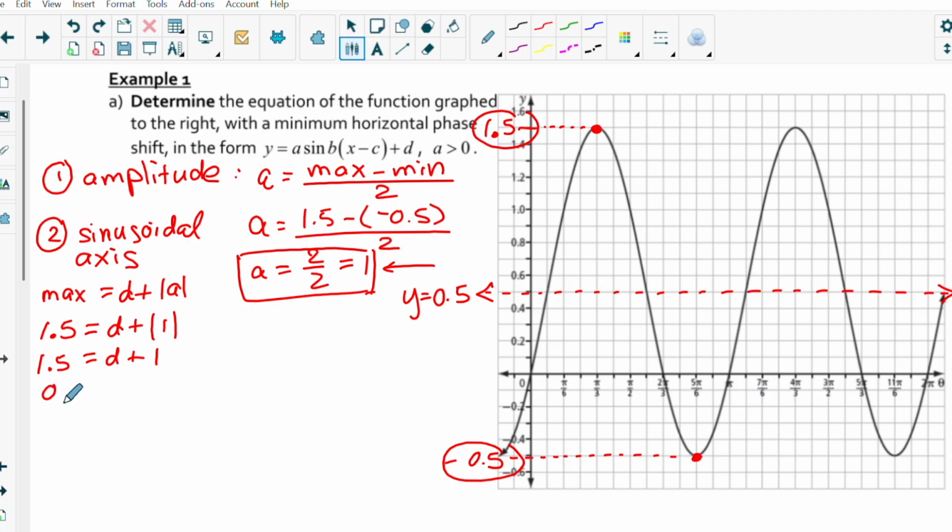1.5 minus 1 is 0.5, and that is my d value. So there we go. We did it by inspection, and we did it algebraically. Okay, so that's 2 of my values. I have the a and the d value. Let's think about the b value.